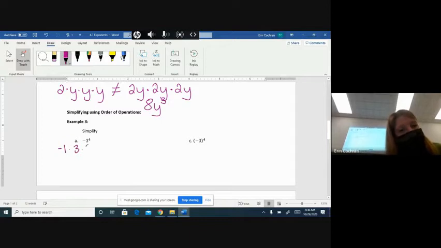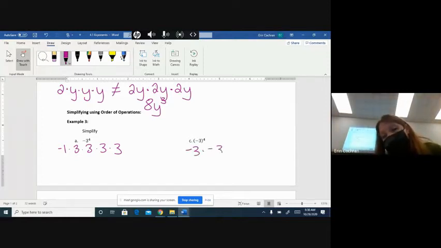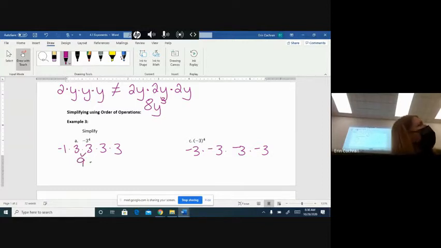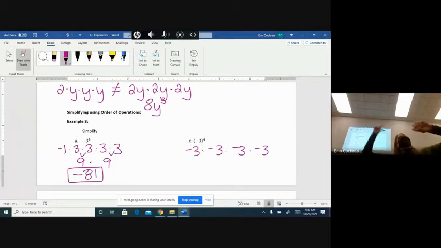times 3 times 3 times 3 times 3, whereas C means I'm taking negative 3 times negative 3 times negative 3 times negative 3. Now, here's the easy way to do this. What's 3 times 3? 9. What's 3 times 3? 9. And 9 times 9? 81. And what's 81 times negative 1? Negative 81.